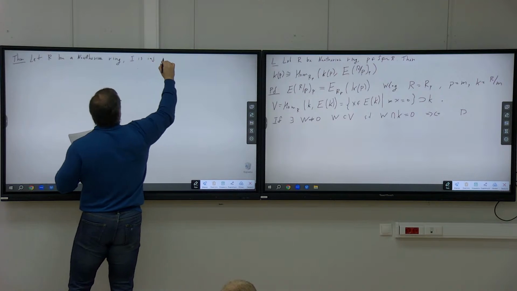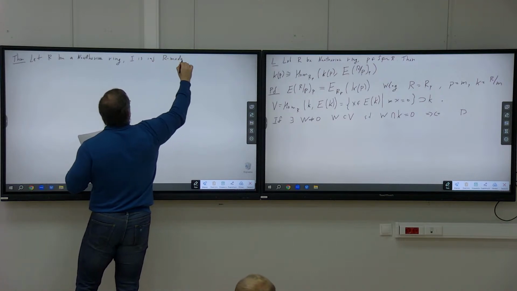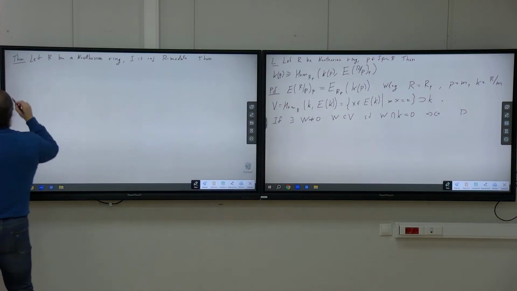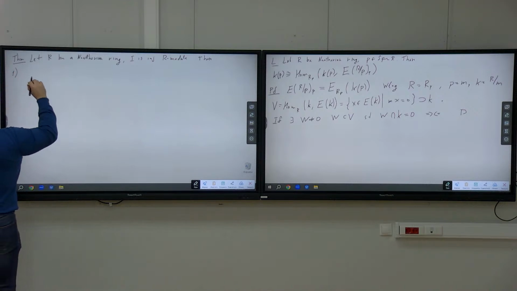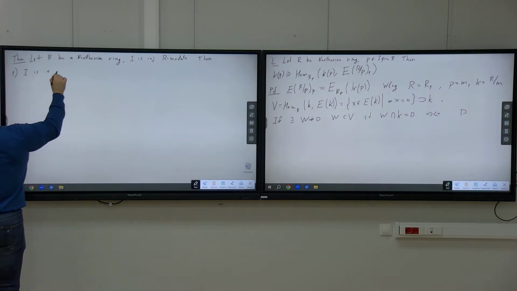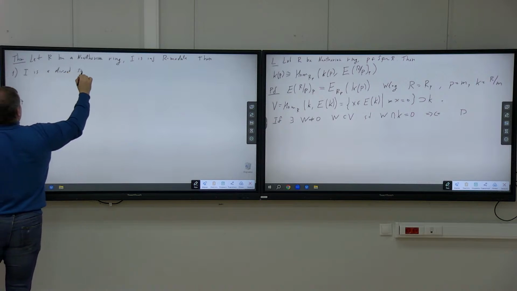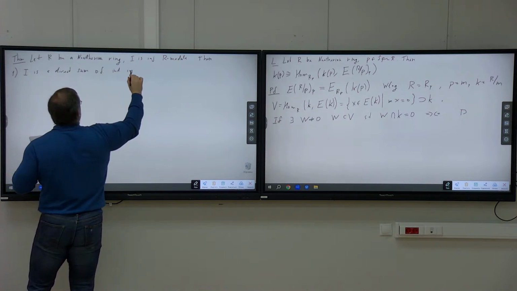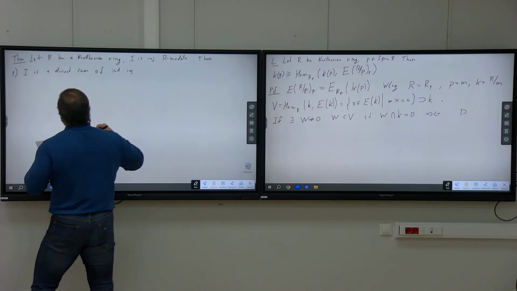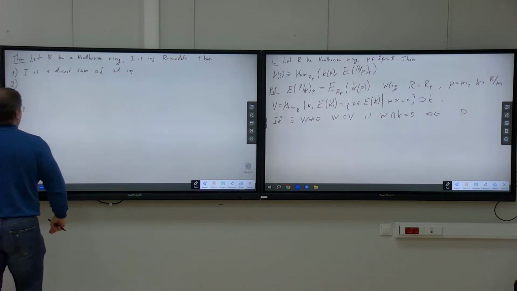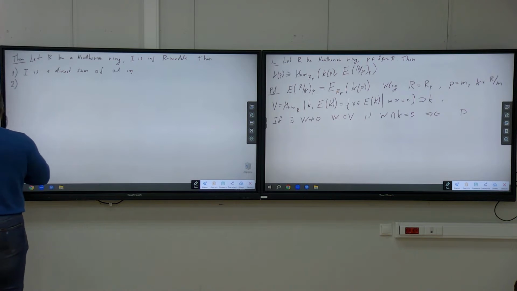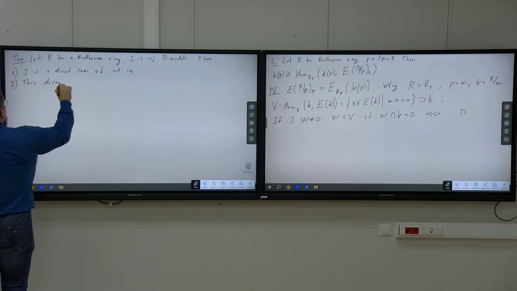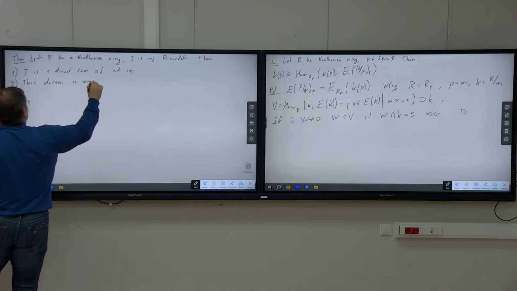Let I be an injective R module. Then we have two statements. First, I is a direct sum of indecomposable injectives, and we know the structure of indecomposable injectives. And second, this decomposition is unique.